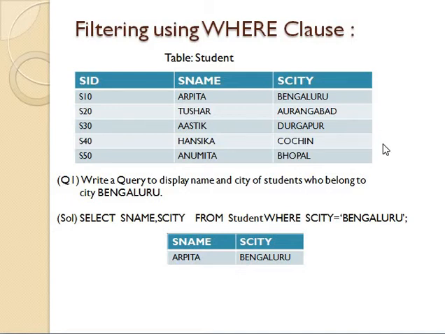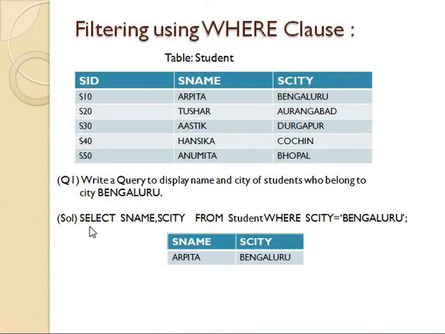Now consider the student table as shown in this slide. This table consists of three columns: SID, SNAME and SCT. Now based on this table, you are asked to write a query to display the name and city of students who belong to the city Bangalore. That means you are going to write a query that will display the names of the students as well as the city of those students for which the city belongs to Bangalore.